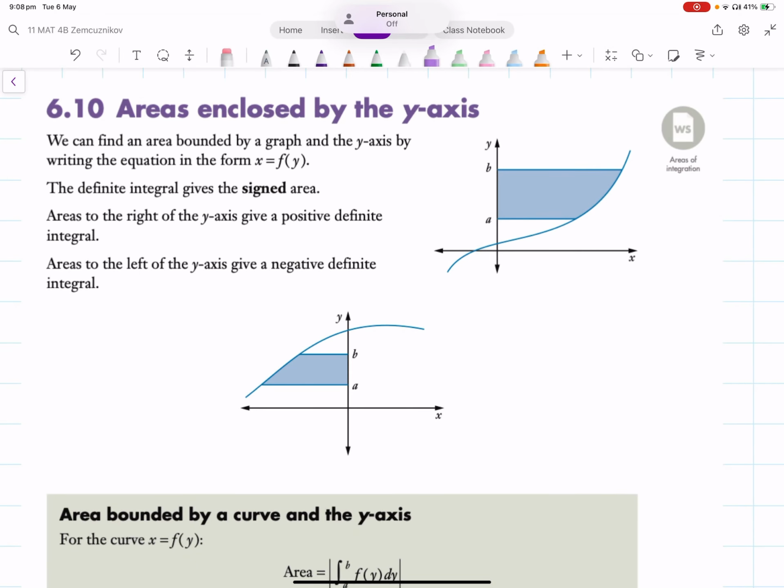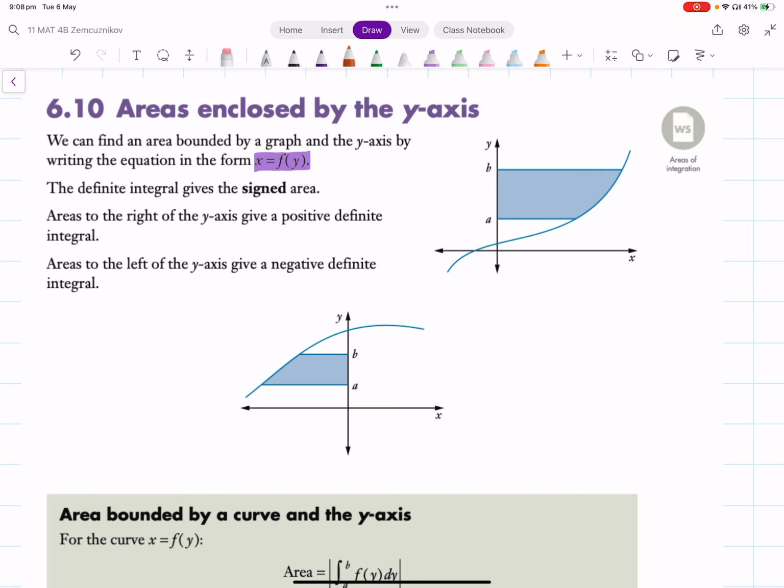Okay, we want to look at areas enclosed by the y-axis. In this case, we are looking at functions that are a little bit different than what we've done before. Our x is now the subject and y is our independent variable. So it changes the way we graph these a little bit, but our interpretations are very similar.